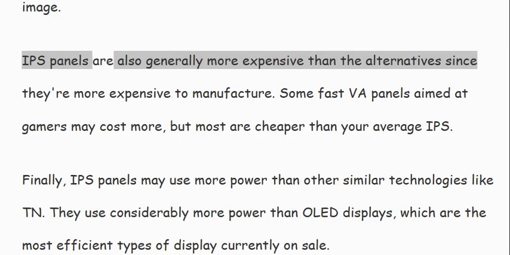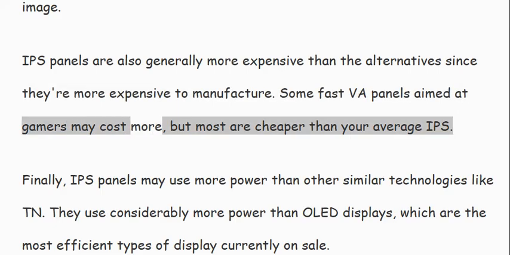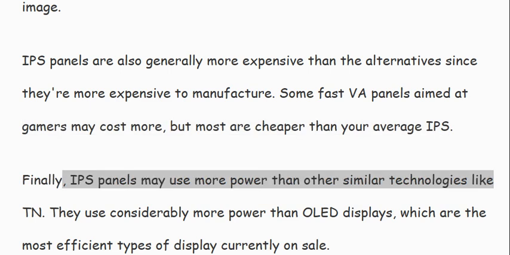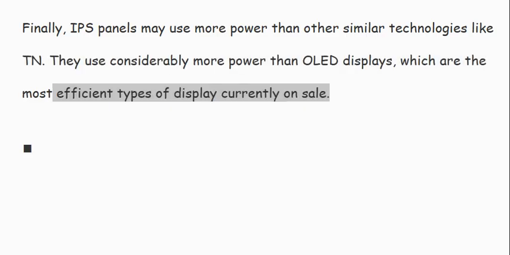IPS panels are also generally more expensive than the alternatives, since they are more expensive to manufacture. Some fast VA panels aimed at gamers may cost more, but most are cheaper than your average IPS. Finally, IPS panels may use more power than other similar technologies like TN. They use considerably more power than OLED displays, which are the most efficient types of display currently on sale.